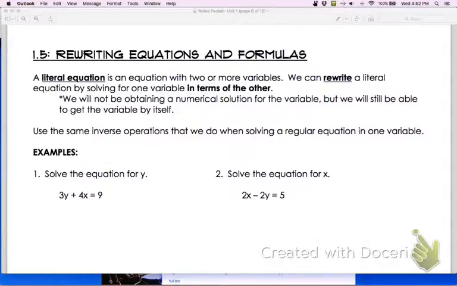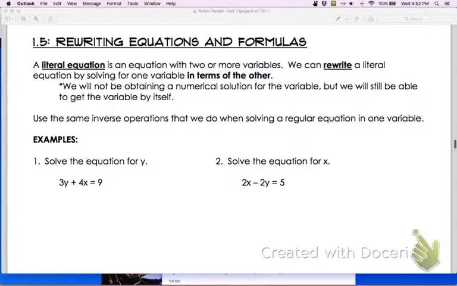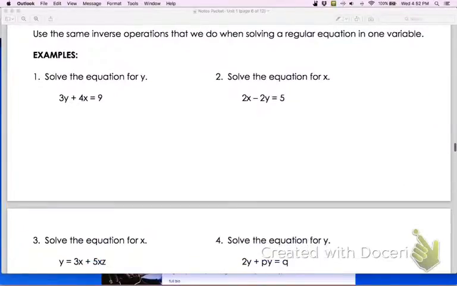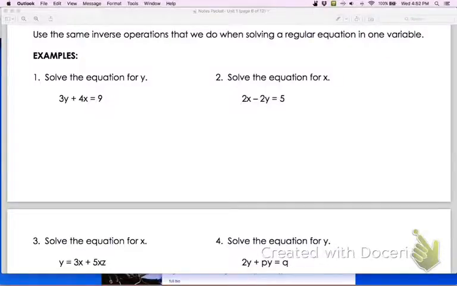We will use the exact same inverse operations that we do when we solve a regular equation in one variable. We just have to be careful to remember things like terms and where we can divide and where we can't. So this first example, we're going to solve the equation for y. So what I am trying to do is get y by itself. So I have the 3y. That's the only y term that I have. There's nothing to distribute. There's nothing to combine because 3y and 4x are not like terms. But since I want the y by itself, that means that I need to get rid of this positive 4x.